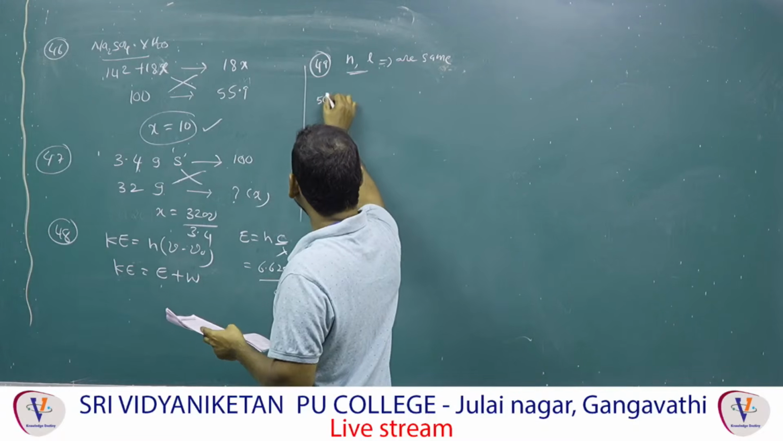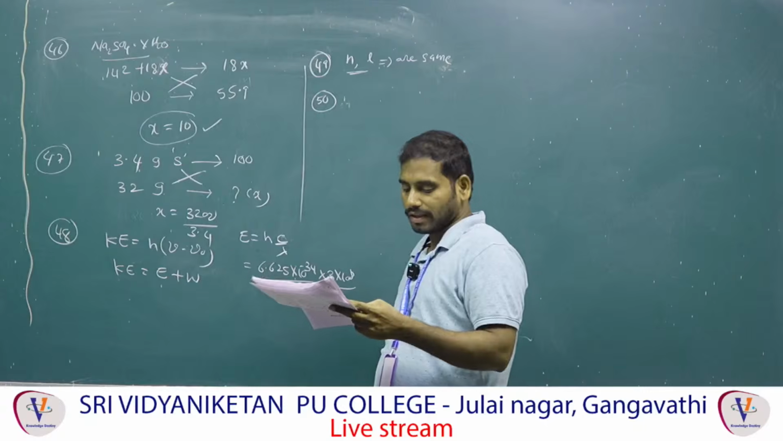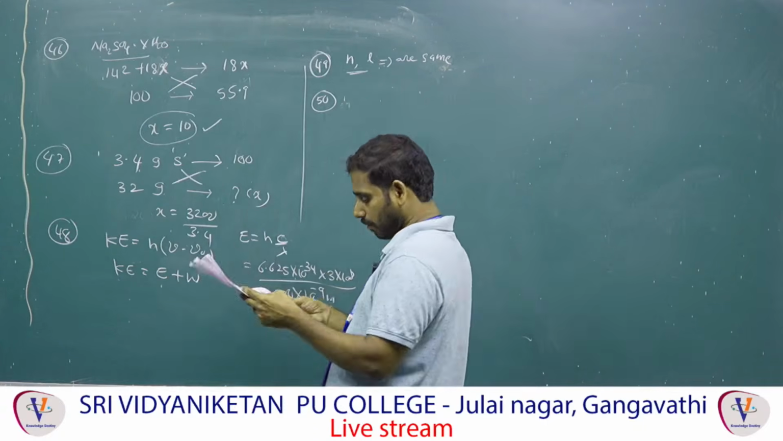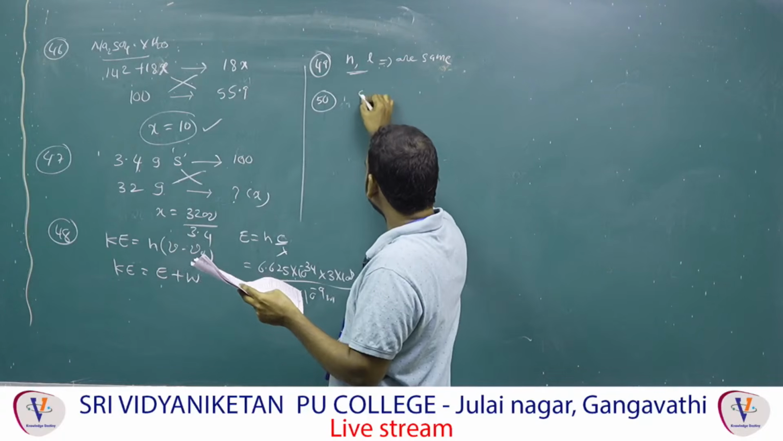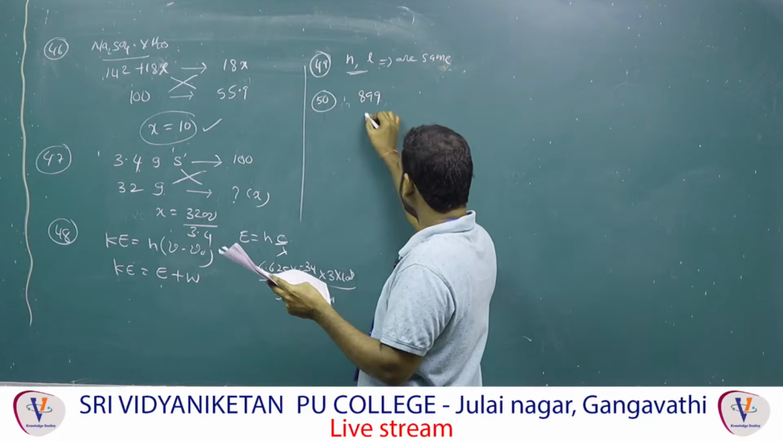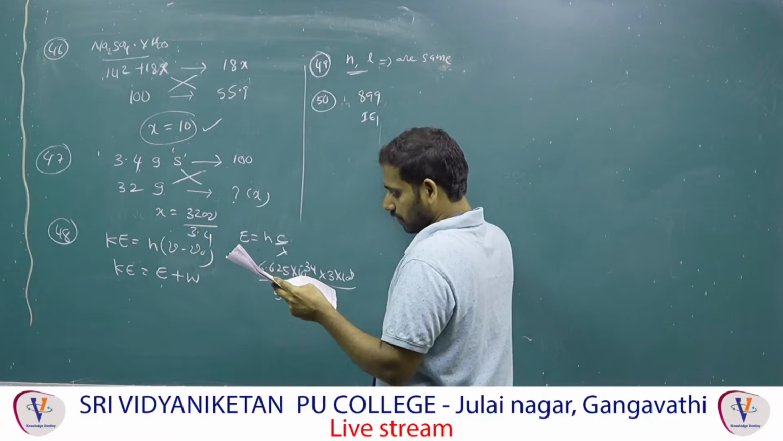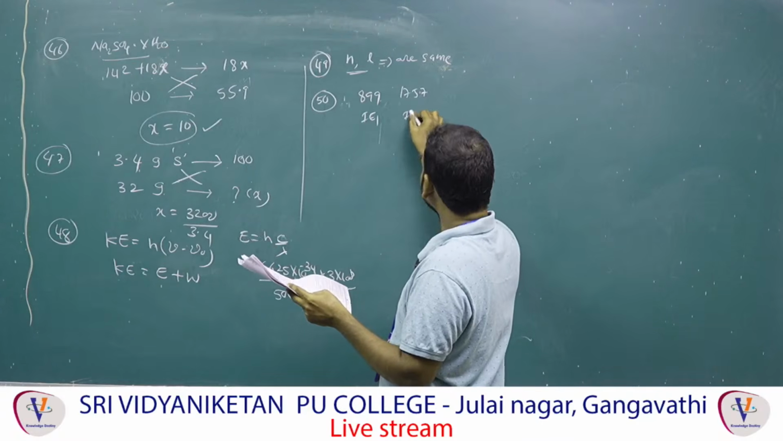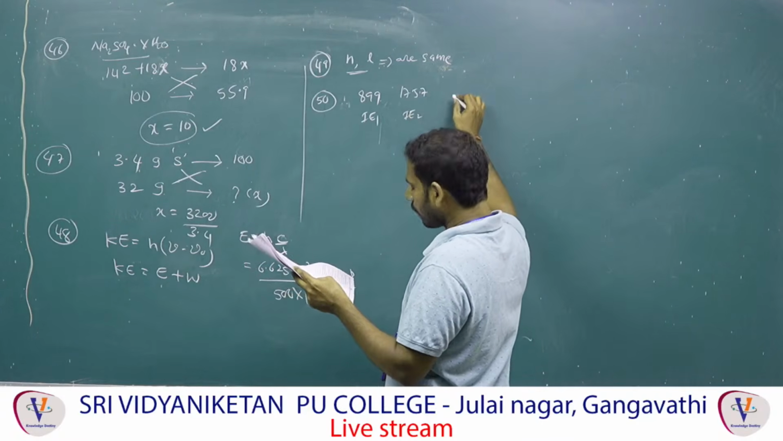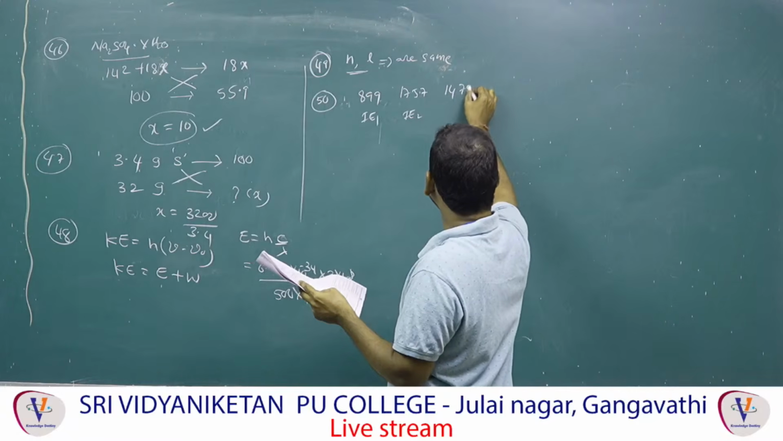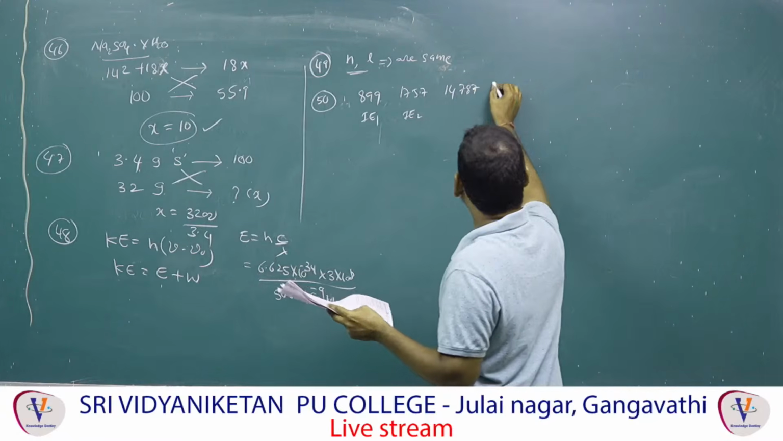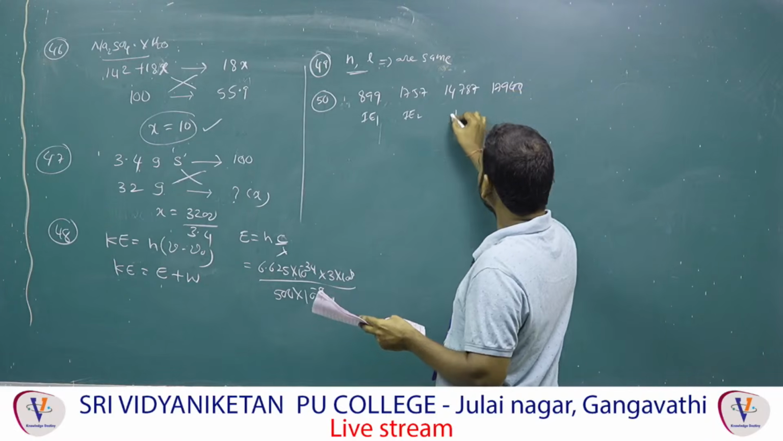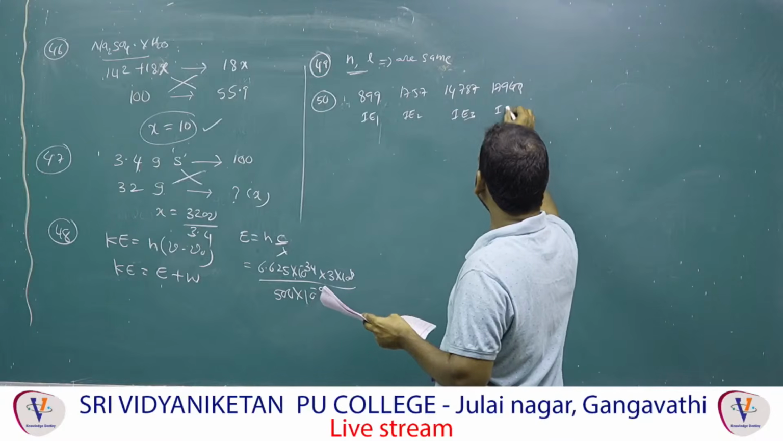Next one, question number 50. The successive ionization energies for an unknown element are given, and you have to find the element. IE1 is 899, IE2 is 1757, IE3 is 14,787, and the last one, IE4, is 17,948.